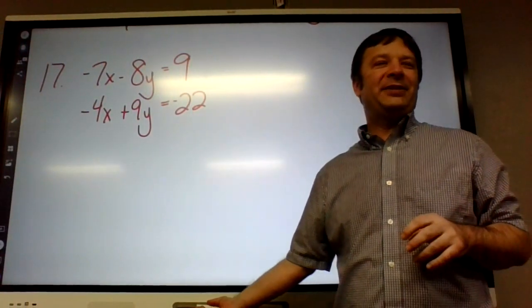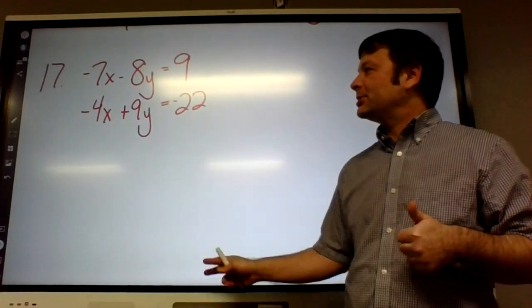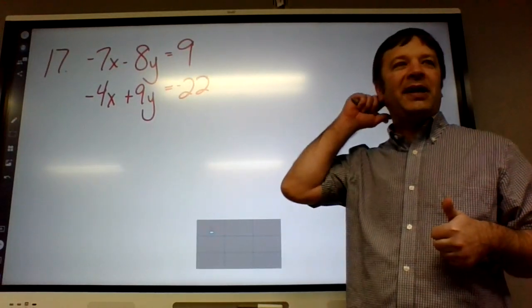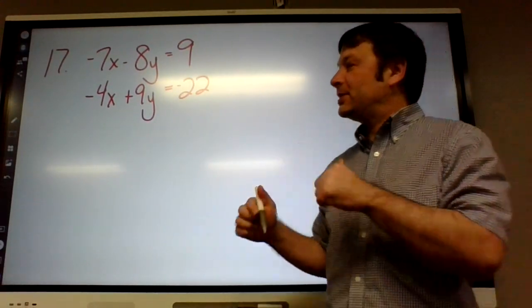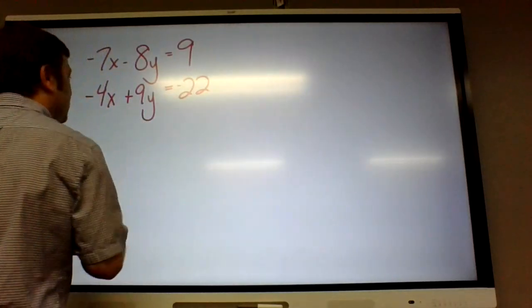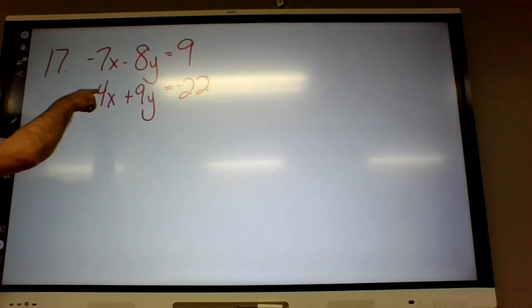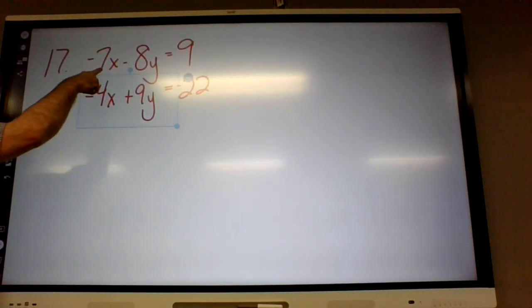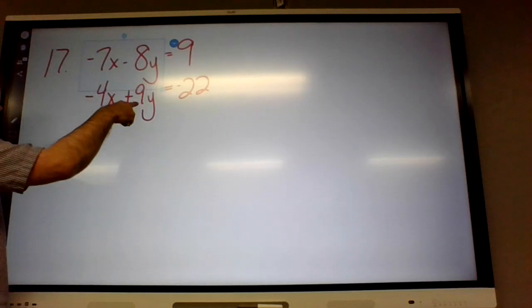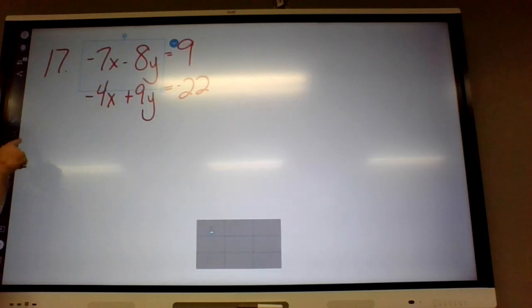17, it is where it steps up a notch. Can you guys tell what's harder about 17? You can't times it by a number to make it equal to another one. Right, cancel out. Does 4 multiply into 7? No. Does 8 multiply into 9? No. So the other class couldn't figure out the trick. Can you guys think of a trick?